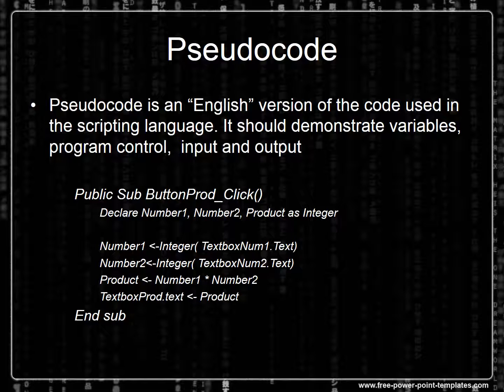And finally, product gets a value of number 1 multiplied by number 2. We don't have to change this into an int because we're just displaying it. We're not using it for a calculation. So it gets the value of number 1 times number 2, and then finally text box prod.text gets the value of product. In other words, we're now displaying product in the text box prod, and that's the end of the program. So we end the subroutine there, and that means that our program is over.